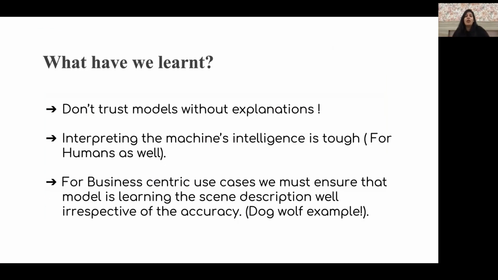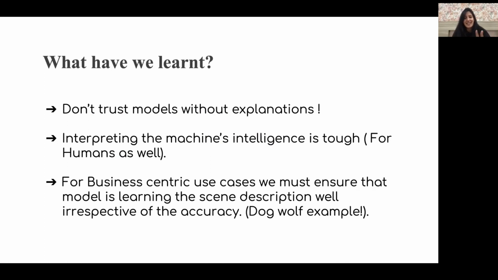So what have we actually learned? The first thing is do not trust your models without explanation. It might be performing with 98% accuracy, or its MAP might be really high, but internally, all it might be learning is a very bad generalization of the images that you have provided in the set.